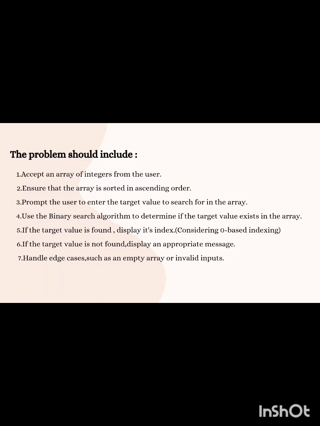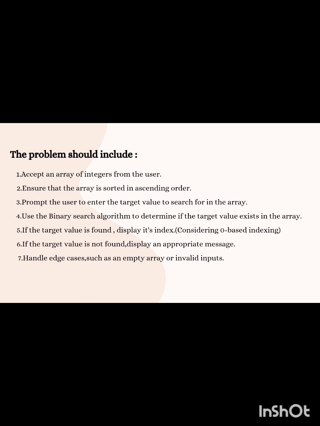Let's see what are the steps that should be involved in this program. Accept an array of integers from the user. Ensure that the array is sorted in ascending order. Here I use bubble sort algorithm. Prompt the user to enter the target value to search for in the array. Use the binary search algorithm to determine if the target value exists in the array. If the target value is found, display its index considering zero-based indexing. If the target value is not found, display an appropriate message. Handle edge cases such as an empty array or invalid inputs.